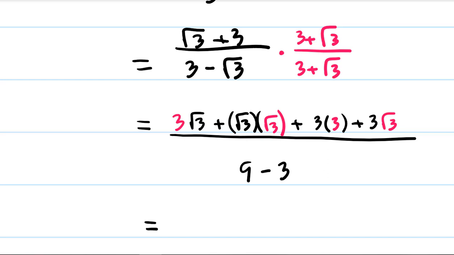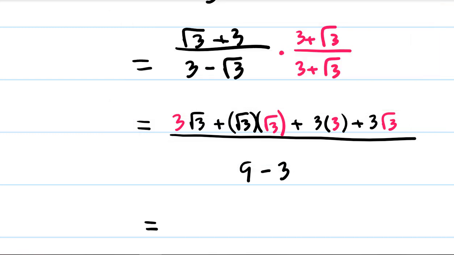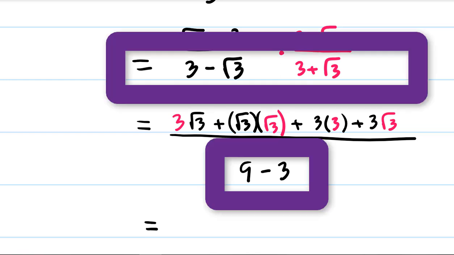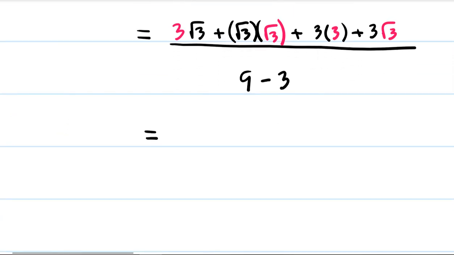Now I'm going to take my time and go one step at a time here. When you multiply the numerators together, you'll end up with what you see here in the numerator: 3 root 3 plus square root of 3 times square root of 3 plus 3 times 3 plus 3 square root of 3. Then the denominator, remember, that's the conjugate, so multiply the first terms together. 3 times 3 is 9. And then square root of 3 times square root of 3, one of them being negative, will just give you a minus 3. So the denominator is going to just simplify into 6.